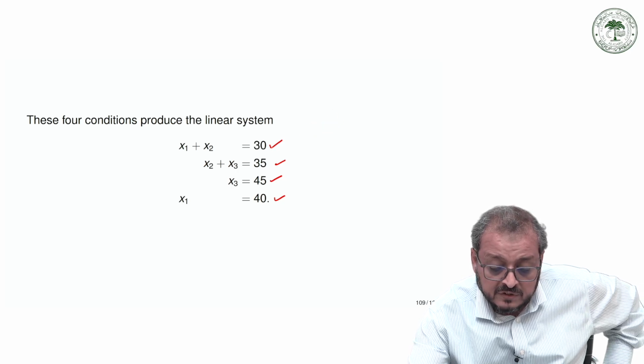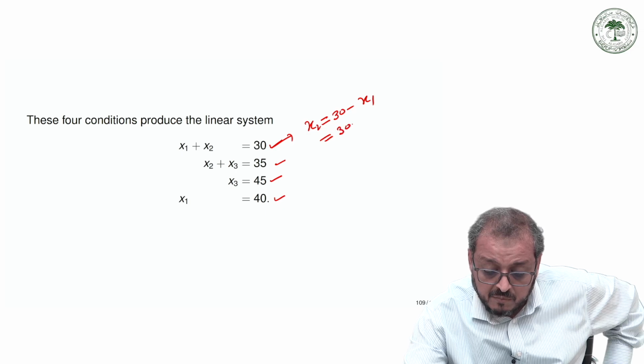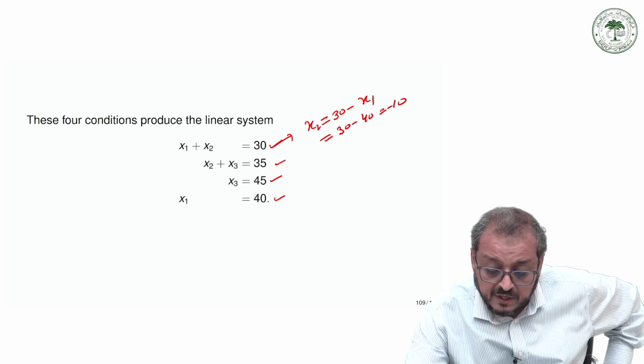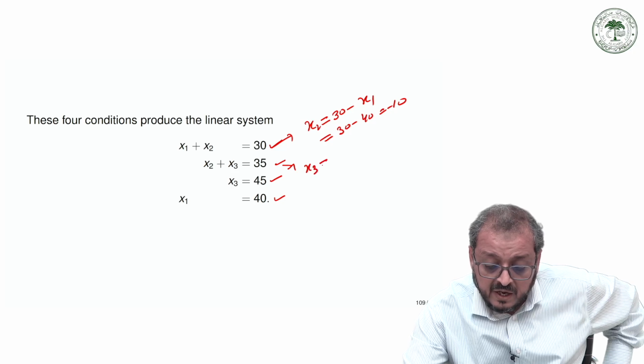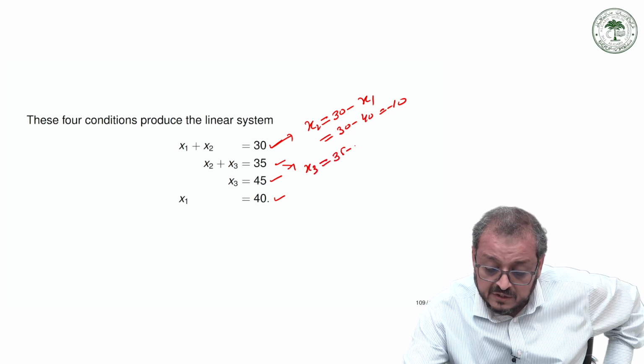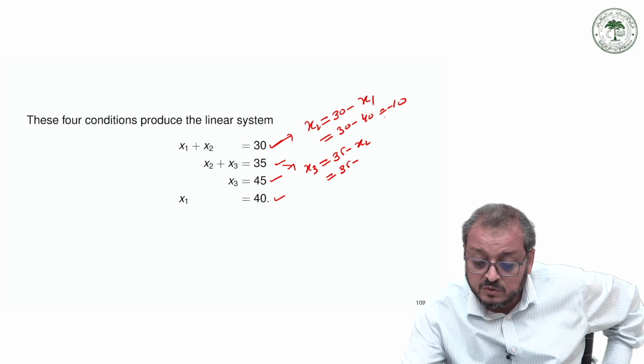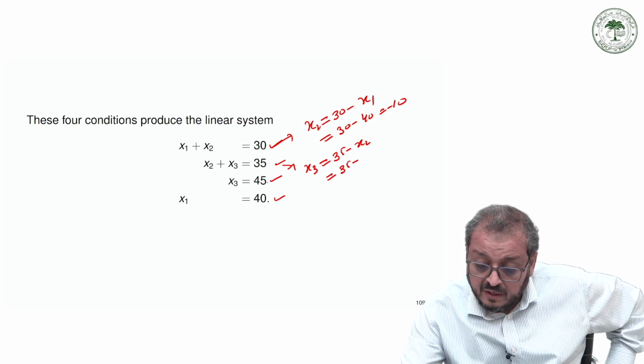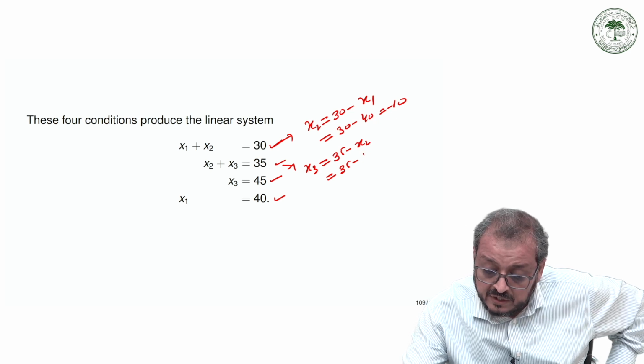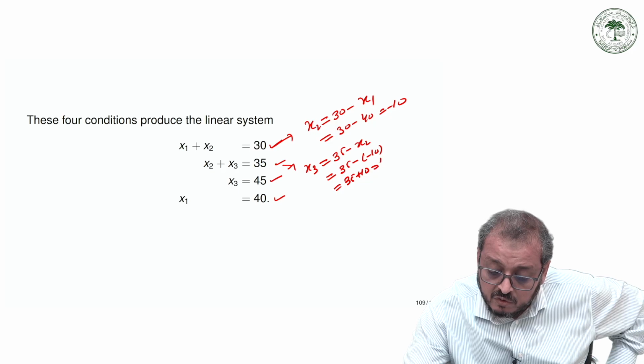x2 can be written from the first equation, so we can calculate it easily. x2 is equal to 30 minus x1, and x1 is equal to 40. So 30 minus 40 is equal to minus 10. And from the second equation we calculate x3. x3 is equal to 35 minus x2, and x2 we already calculated as minus 10. So this is 35 plus 10, which is equal to 45.